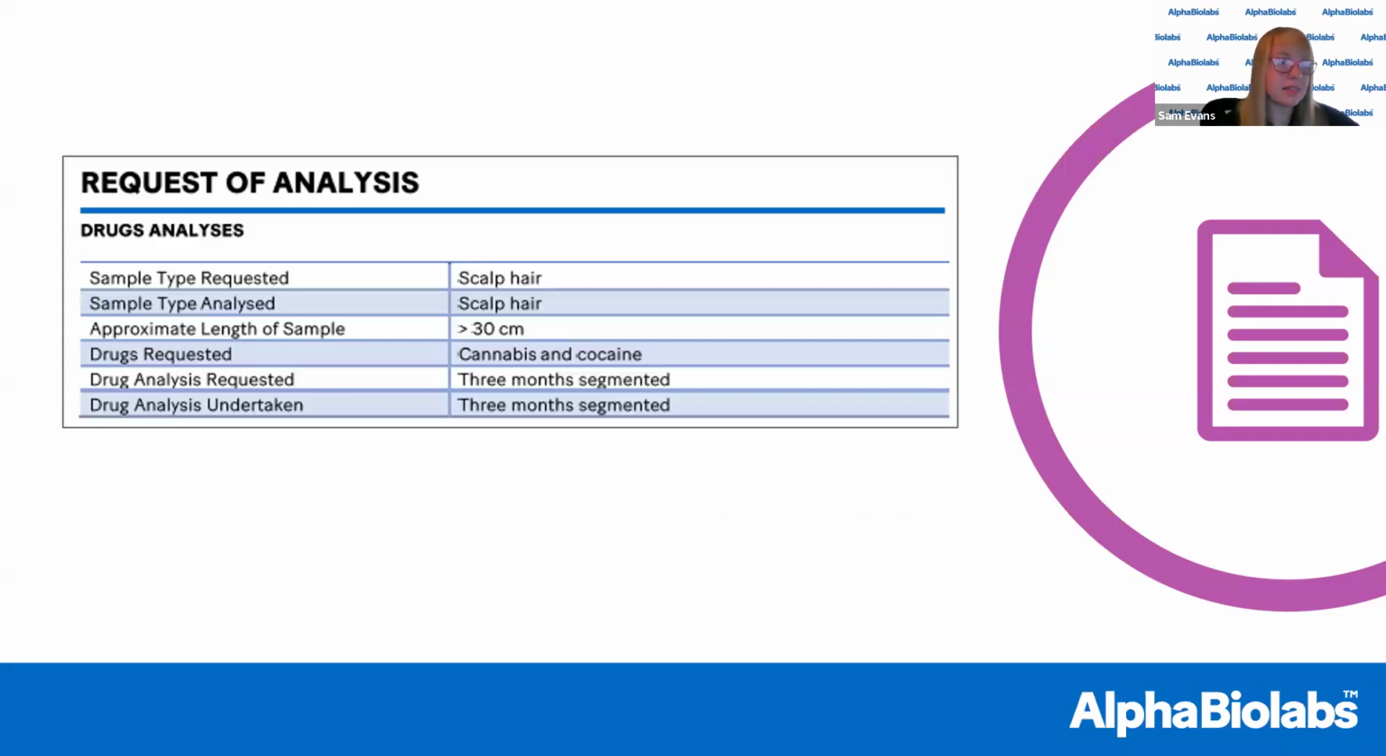Then we have the request of analysis table. This table shows exactly what was requested at the time of instruction, includes the sample type and length, the substances or drug groups requested, and how many months were to be analysed. It confirms whether the analysis aligns with the original instruction, and if not, we explain why, such as insufficient hair length, for example. This just ensures transparency between what was asked and what was delivered.